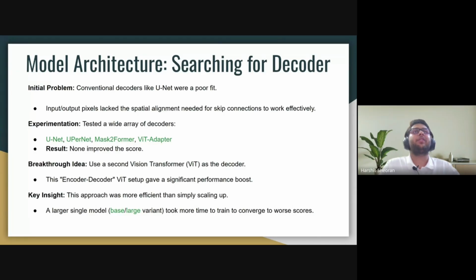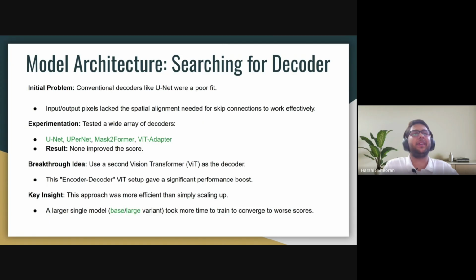What I spent a lot of time on was searching for a decoder. Traditional UNet decoders or convolution decoders were a poor fit. I had this intuition because the input-output pixels don't have the spatial alignment that is usually present in computer vision tasks. So I tested a wide variety of decoders: UNet, UberNet, Mask2Former, ViT adapter, and more, but they are less known. But the result was the same, none of them improved my score.